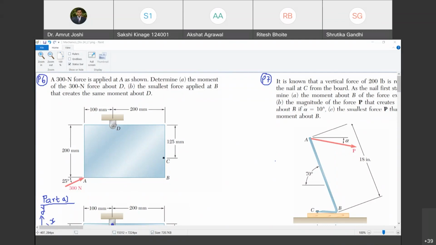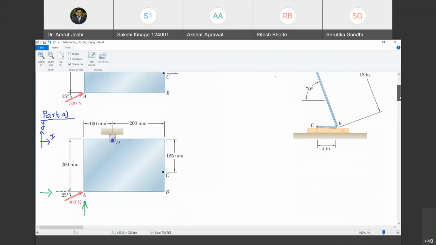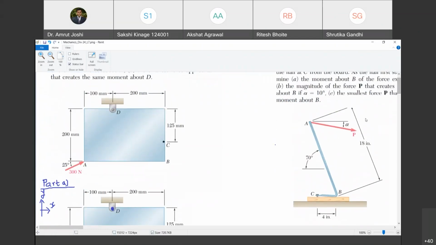And in the second part, there is another task given. So first of all, we will concentrate on the first part of the problem. Let us do that first. Now what I'm going to give you is an easier trick to compute the moment of a force about any point. Instead of calculating the moment of the 300 Newton force itself, we will resolve this 300 Newton force along two mutually orthogonal directions. Are you with me? Yes, sir.